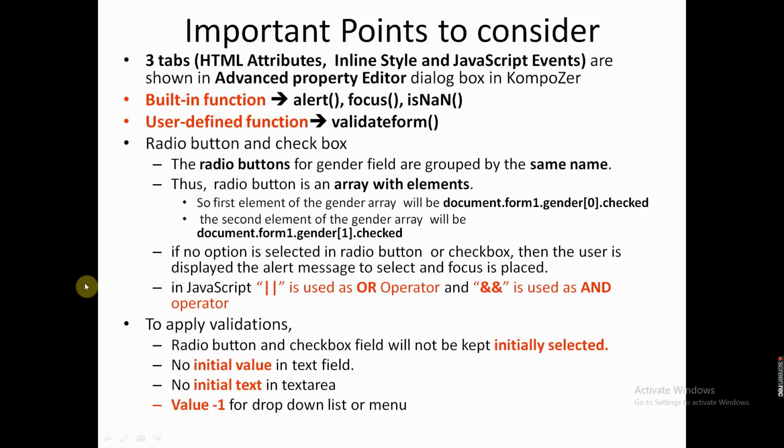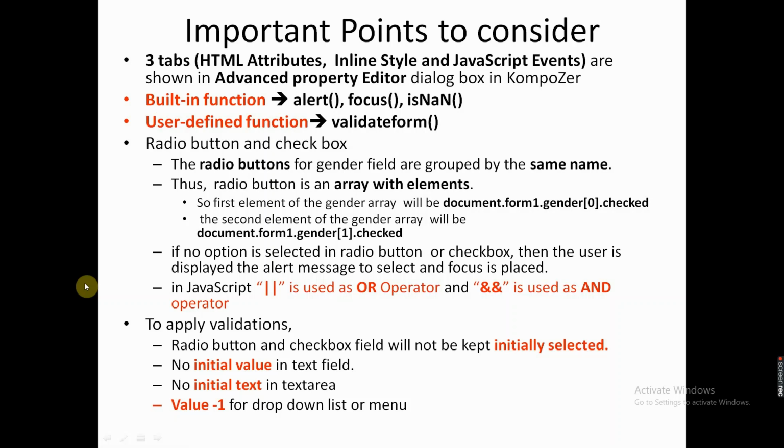There are three tabs: HTML attribute, inline style, and JavaScript event. We have seen when we are clicking on submit button twice in advanced edit, in the advanced property editor dialog box. Built-in functions are alert, focus, isNaN. User-defined function is what we did, validate form. We can write any name here, so it is known as a user-defined function. We will see something more about radio button and checkbox.